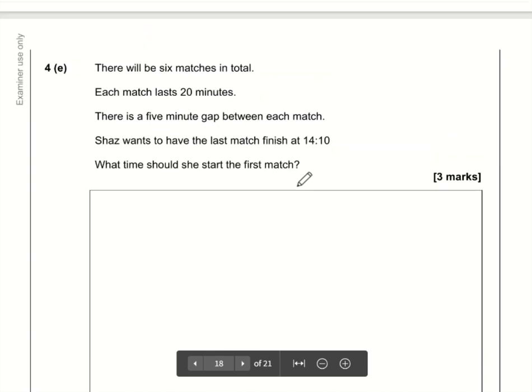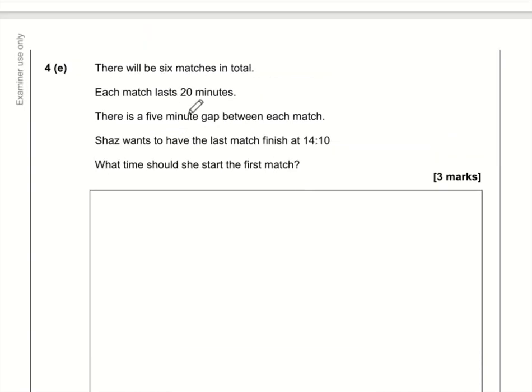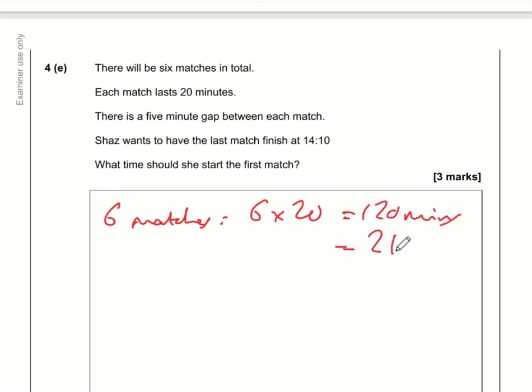Okay, so 6 matches in total. Each match lasts 20 minutes. So 6 matches, that's going to be 6 lots of 20, which is 120 minutes. In other words, 2 hours. And there's a 5-minute gap between each match. So if there are 6 matches, then that means there are 5 gaps. So that is 5 times 5, which is 25 minutes.